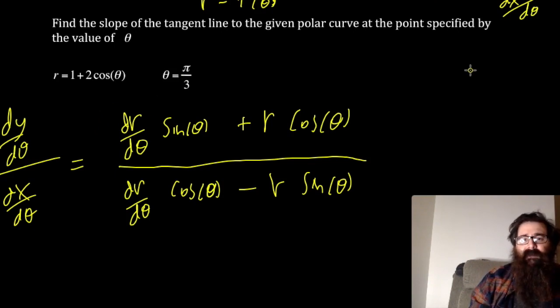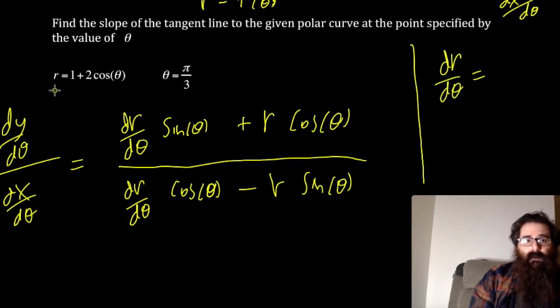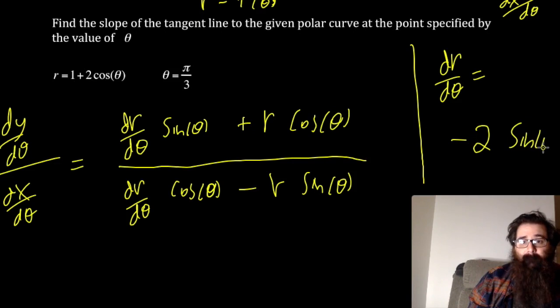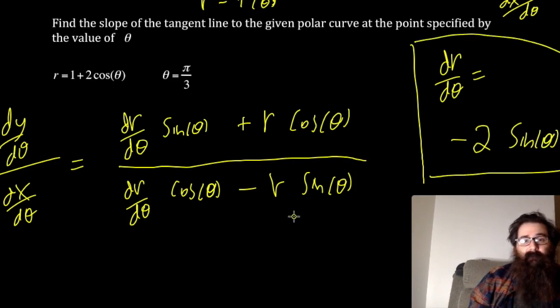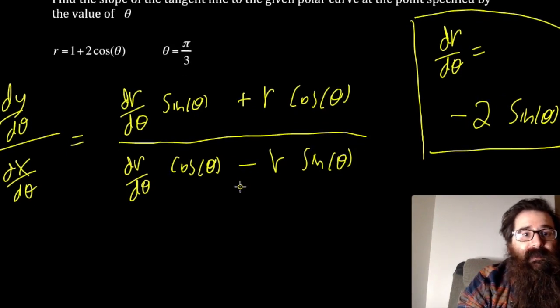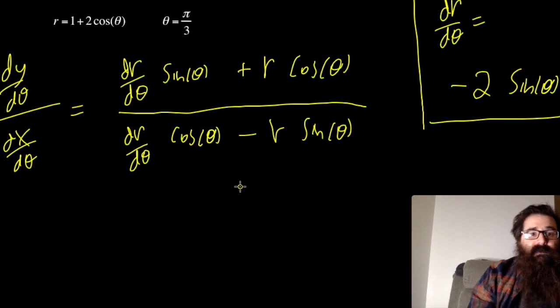I do need to find dr d theta. So over to the side here, I'll say, well, let me find dr d theta. R is 1 plus 2 cosine theta, so derivative of 1 is 0, so we skip over that. Derivative of 2 cosine theta, 2 comes along. Derivative of cosine theta gives me negative sine theta. So we get minus 2 sine theta for dr d theta. But now I'm ready to just plug everything in to this formula that I've built.